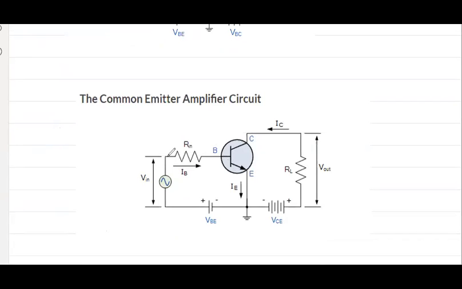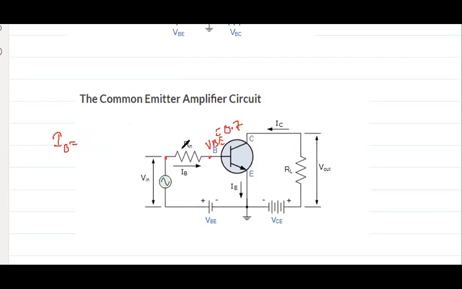Or what is the voltage drop between these two? What is IB? This is VBE, which is equal to 0.7. Think about it. Now, use your Kirchhoff's law. As simple as that.